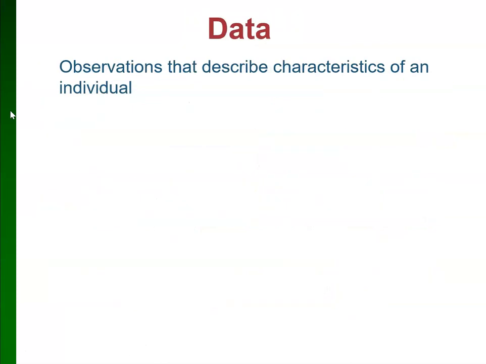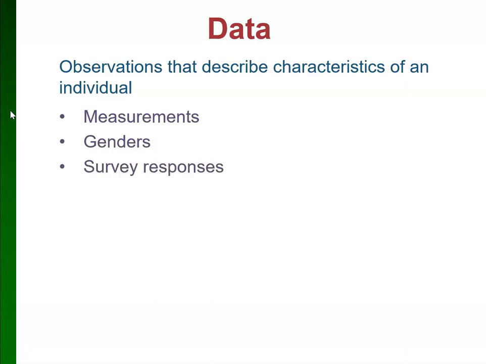Another term we're going to use a lot in this course is data. So we want to talk about what data actually means. This would be observations that describe characteristics of an individual. These can be things like measurements, height, weight, genders, survey responses, ratings, or test scores. Those are just a few examples.